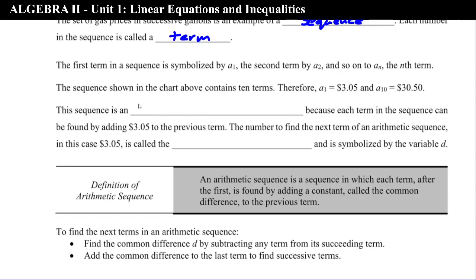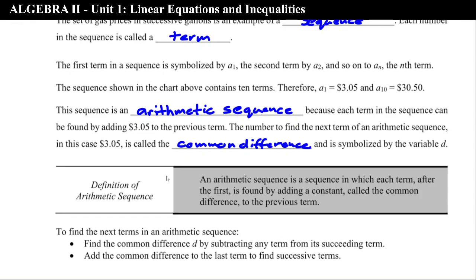This sequence, because it's linear, is called an arithmetic sequence. It's called an arithmetic sequence because each term in the sequence can be found by adding $3.05 to the previous term. The number you add to find the next term of an arithmetic sequence, in this case $3.05, is called your common difference. And the common difference is symbolized by the variable d.